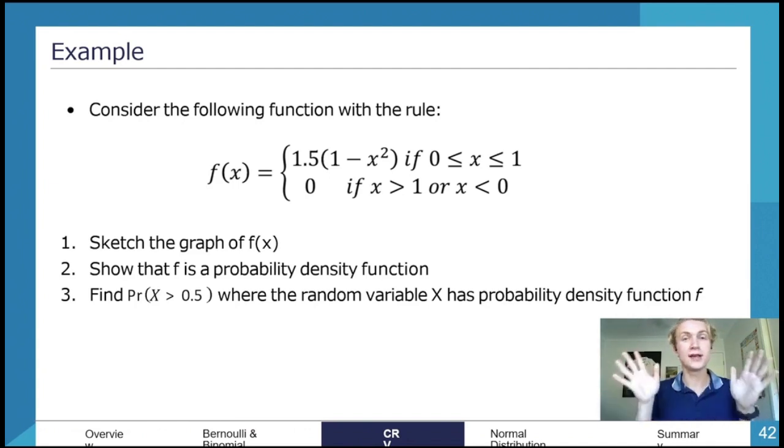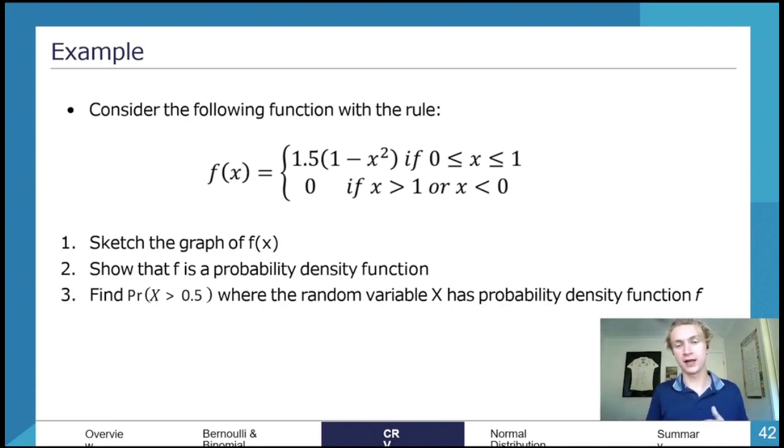We're going to go over the rules that define whether something is or isn't a probability density function, because indeed there are certain rules where if it shows this characteristic, yes, it is. If it doesn't, well, no, it's not going to be. Then I'm going to ask you to find the probability that x is greater than 0.5 on this graph, and we're going to go through that and apply what I've just been talking about to that graph.